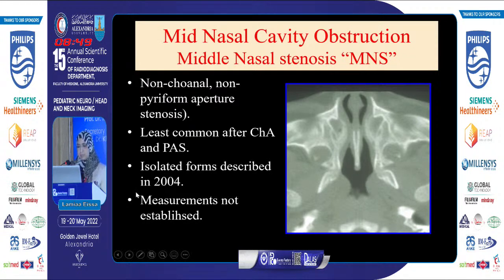Isolated forms only started to be described in 2004. The first reports describing it emerged only in 2004, and the measurements are not yet established, but they are mostly made subjectively.